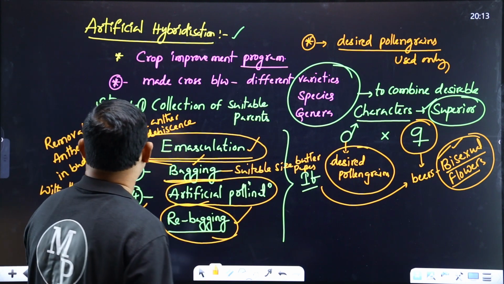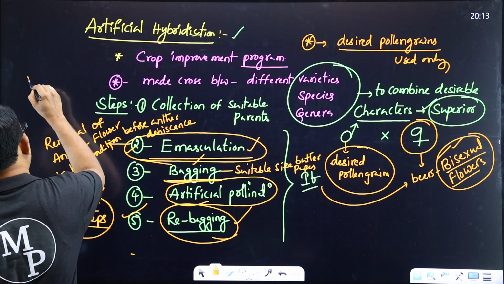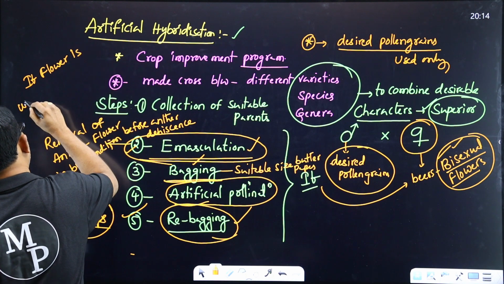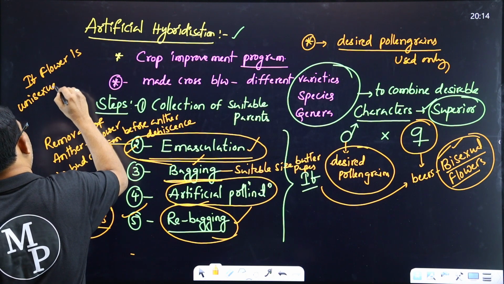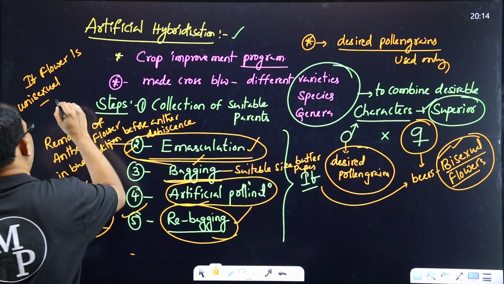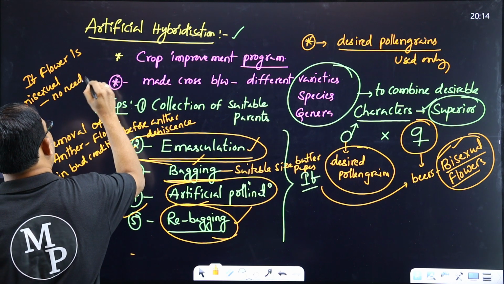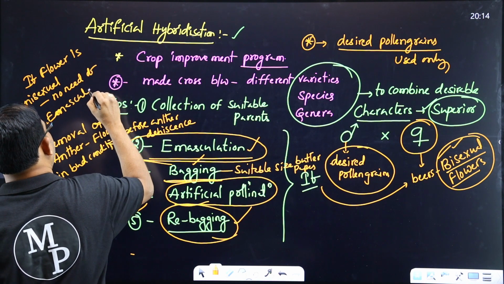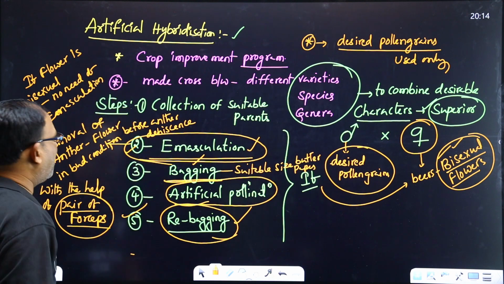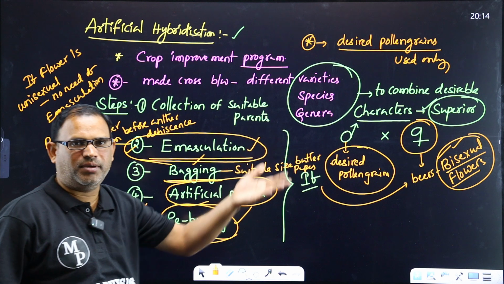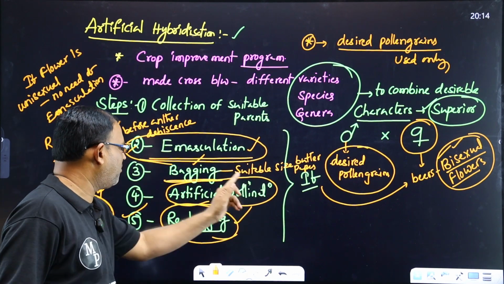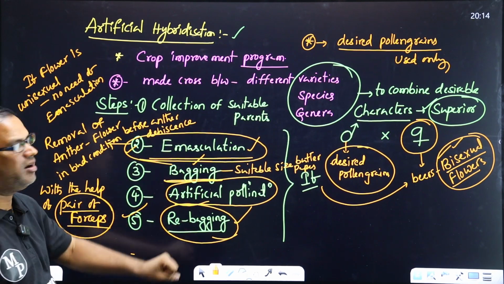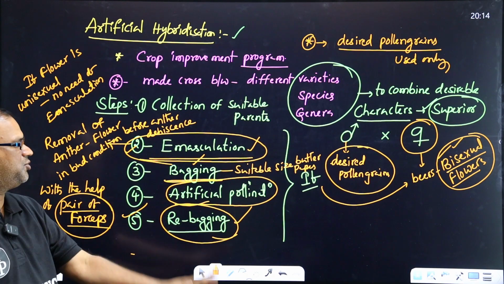Most important line. If the flower is unisexual, then no need of emasculation. No need of the emasculation step. Directly we go with collection of suitable parents, male and female, followed by bagging, followed by artificial pollination, followed by rebagging steps. All these are artificial hybridization steps.